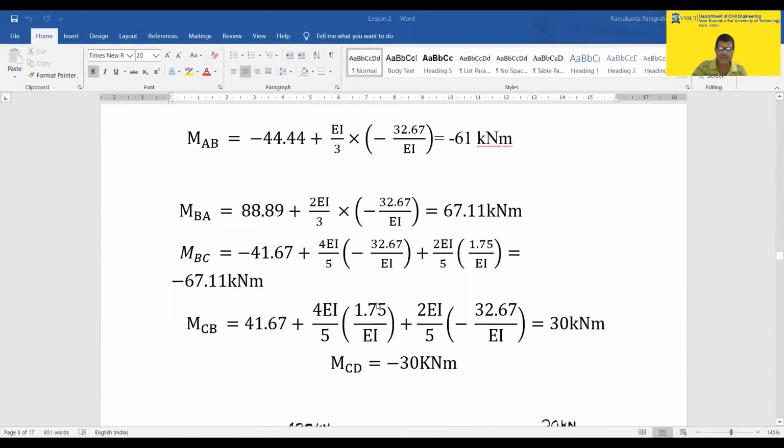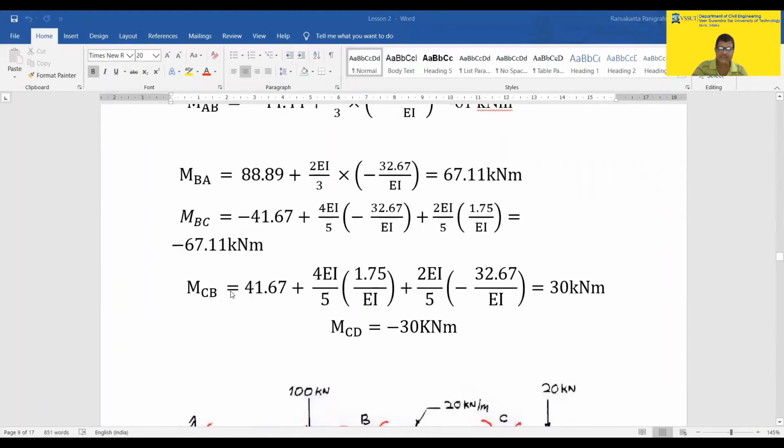Now put the values to find MAB, MBA, MBC, MCB and MCD. Now what is the check you will do here? I am not going into detail, because you just put the values to get the solutions. Here again you can check that MBA and MBC must be equal in magnitude and opposite in sign. Similarly, MCB and MCD must be equal in magnitude and opposite in sign. These are the things you have to check.